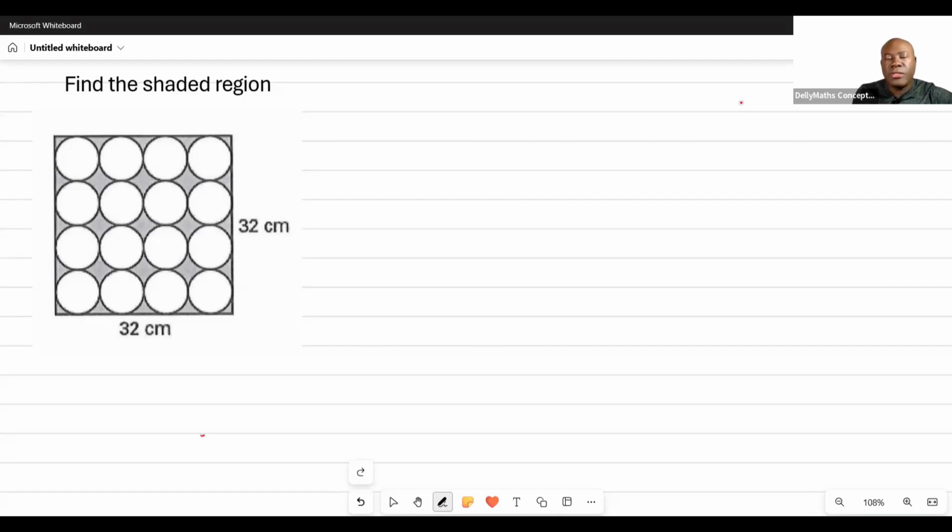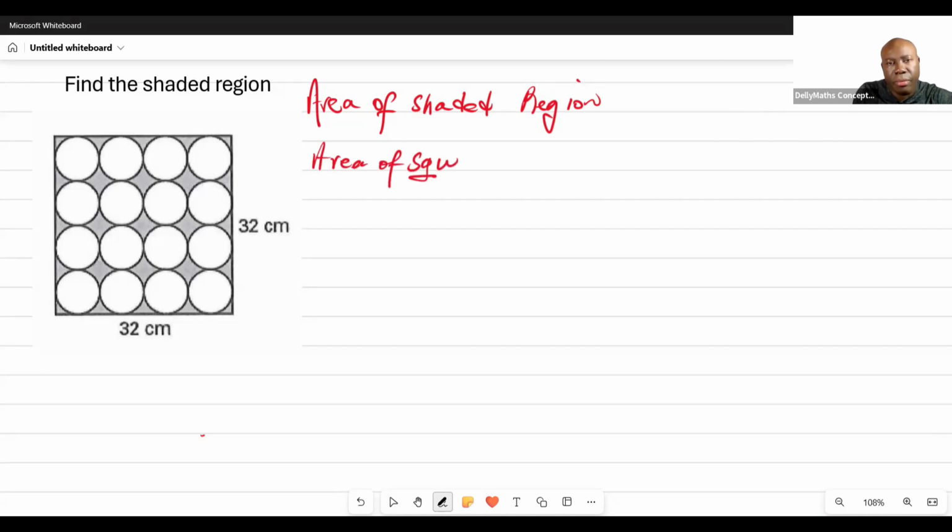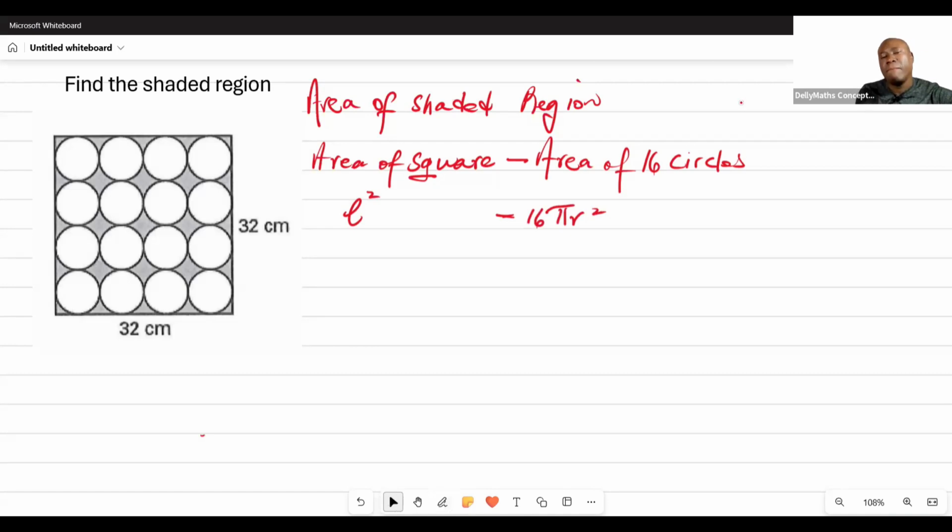So what we want to find is the shaded region. The general idea goes like this: the area of the shaded region. The area of the square can be found, it's equal to length squared. The circles that we're looking at, it's definitely pi r squared that will give you one, and there are 16 of them.